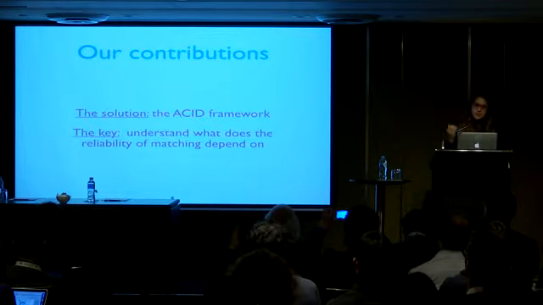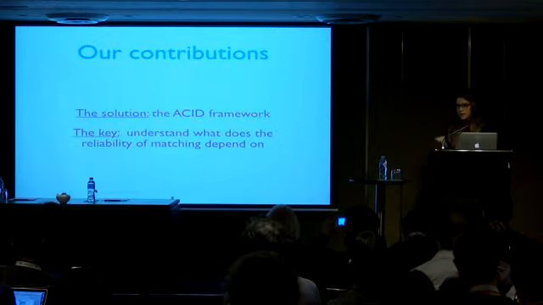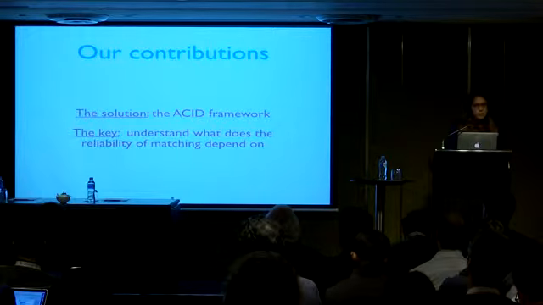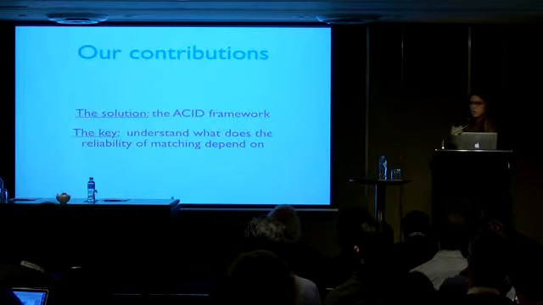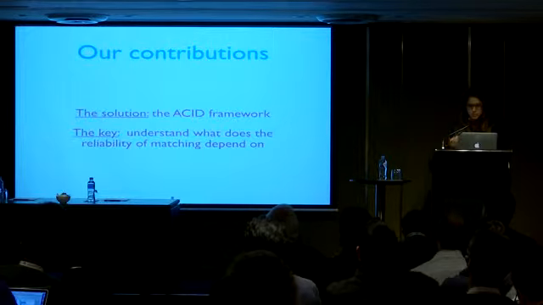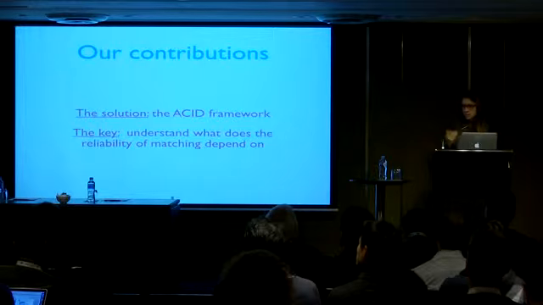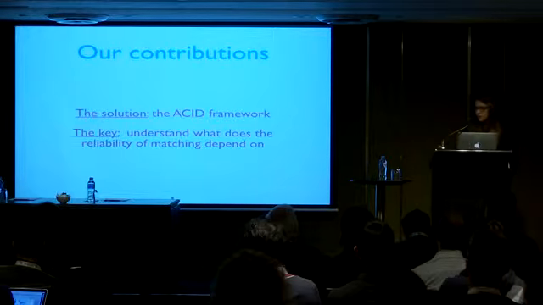And the key to this framework is to understand what the reliability depends on. And why is this important? So understanding what the reliability depends on will allow us to see whether there is an opportunity for improvement in these matching schemes, but it will also allow us to understand how to sample data sets such that the reliability is not affected.